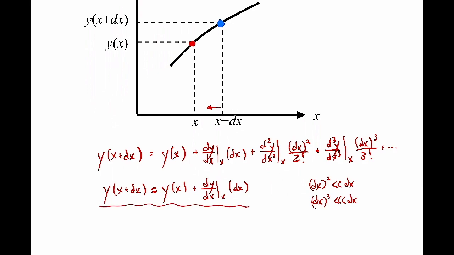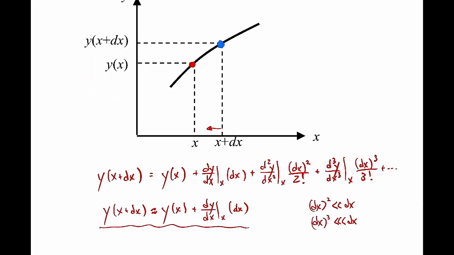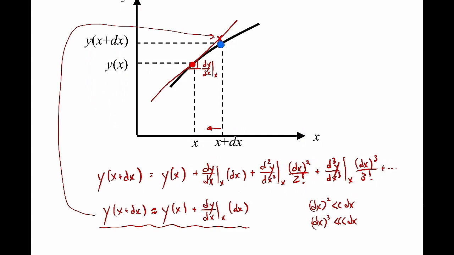Now, if you look at this expression, that's just the equation of a line. This is your starting point, y at x. Presumably you know this value. This is the slope of your line, and this is how far you've moved. So let me just sketch the line out here. What we're doing is drawing a line through this point, where the slope of that line is dy over dx evaluated at x. And what we get is this point that I'm drawing as an x. This value of x here is this equation. You can see that there's a little bit of an error here, but that error gets smaller and smaller as dx gets smaller. If I was right here, very close to x, the error would be very small. In the limit, as dx goes to zero, it becomes just right.